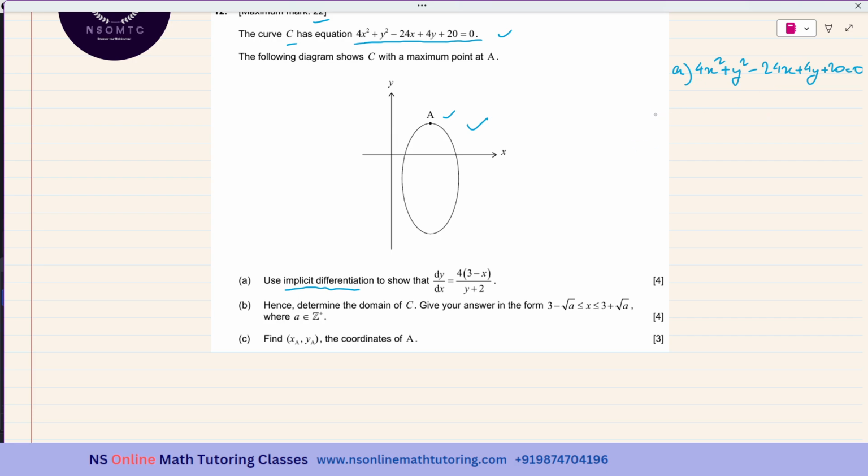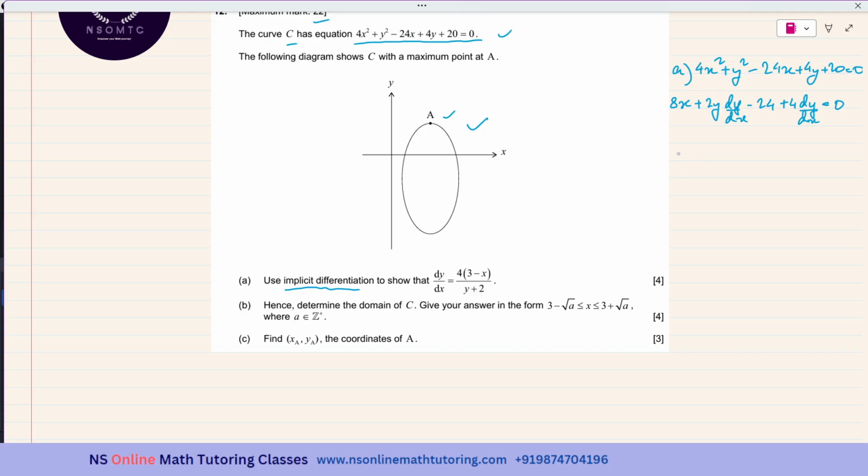Now we will be differentiating, so it is 8x plus 2y dy dx minus 24 plus 4 dy dx. Plus 20 is the constant term, so its derivative is 0, so this is equal to 0.